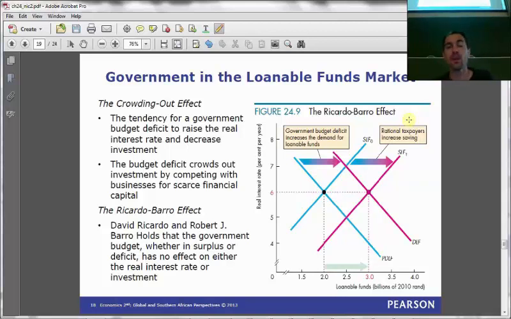Okay? So, what will these rational taxpayers do if they see that the government is running a budget deficit today? The increase in demand is accompanied by an increase in supply as people save more. In which case we might have no effect on the interest rate, and in which case, no effect on investment spending. Okay? Interesting argument.